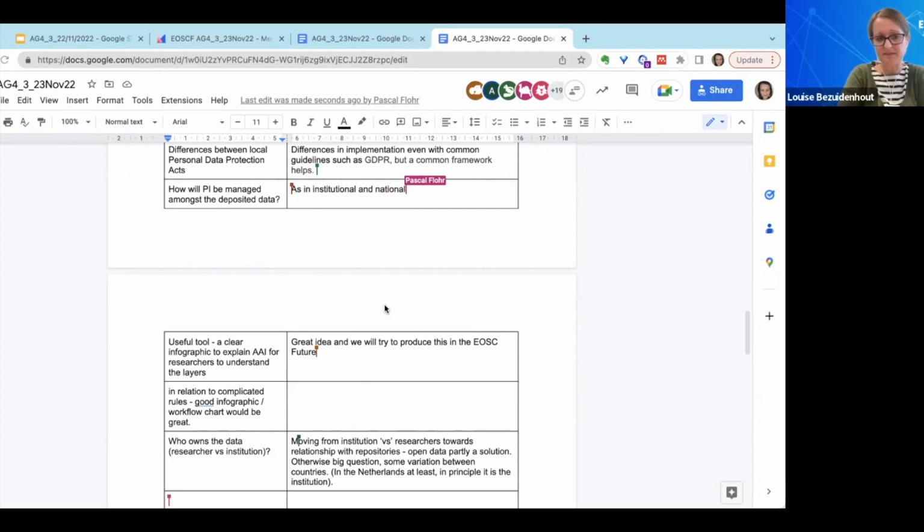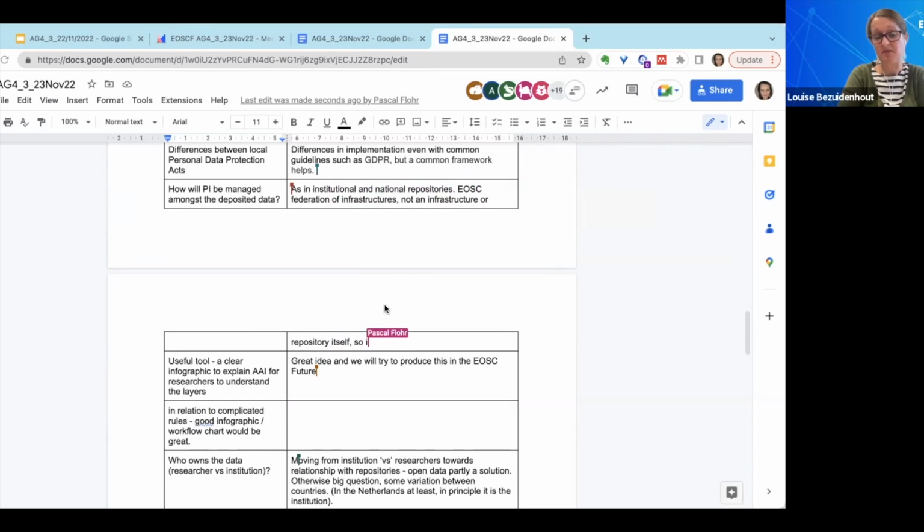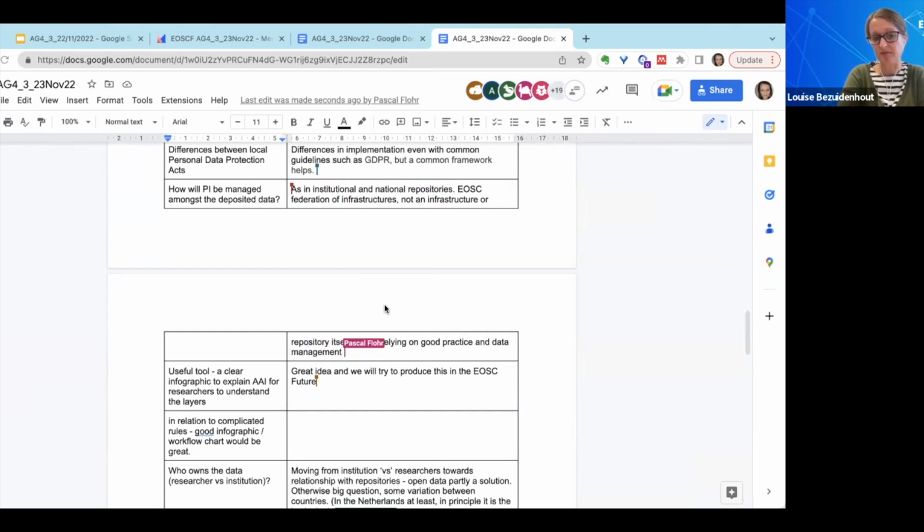So it's important, as I said before, to recognize that EOSC is a federation of infrastructures rather than an infrastructure itself, or a repository itself or a cloud itself in that way. And because of that, it is relying very heavily on good practice and good management amongst the trusted digital repositories within Europe. So ensuring that the data are managed on a repository level rather than EOSC imposing a top-down management system.